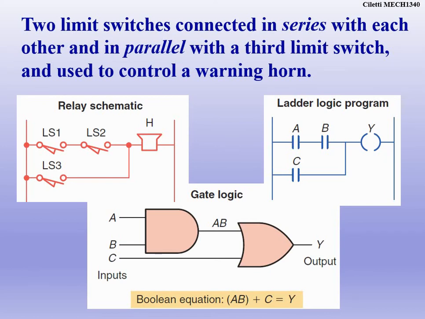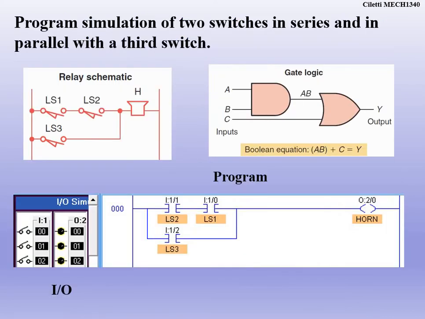So if we have the limit switches, we have 2 in series and 1 in parallel. You can see now, I think you're getting the gist of this. I'm not going to dwell on these too long, but you can see where we're ANDing, where we're ORing, and how we get that output.